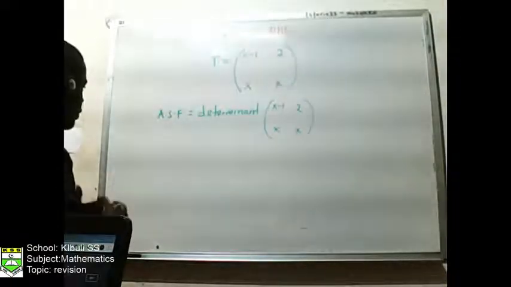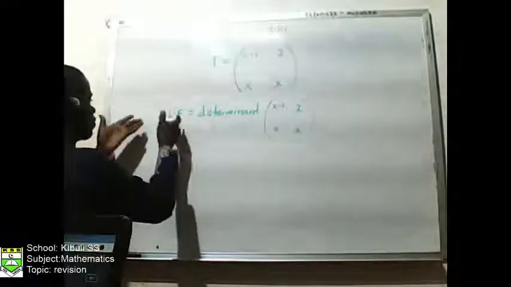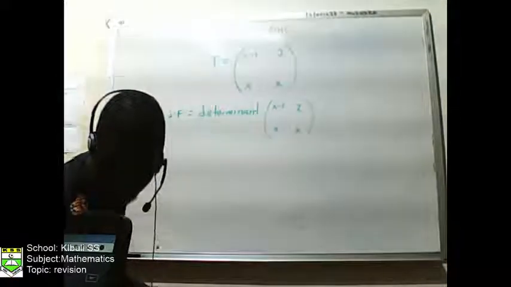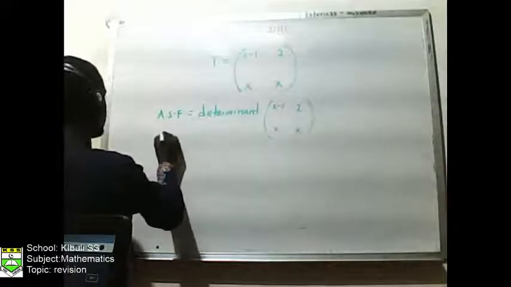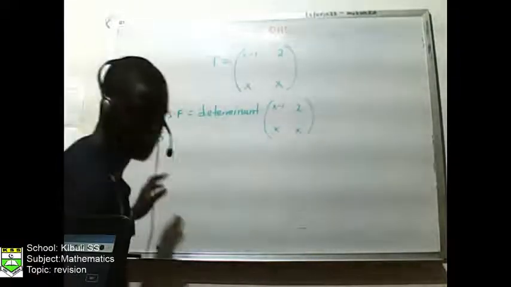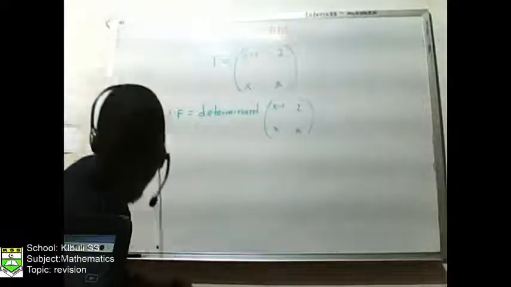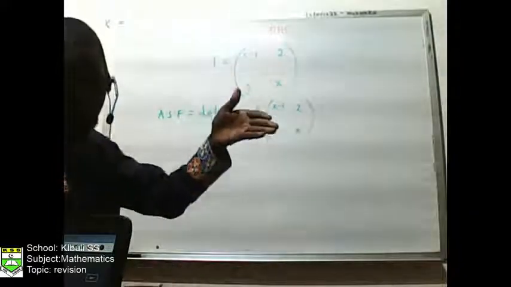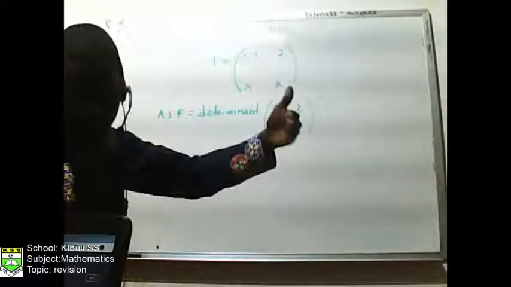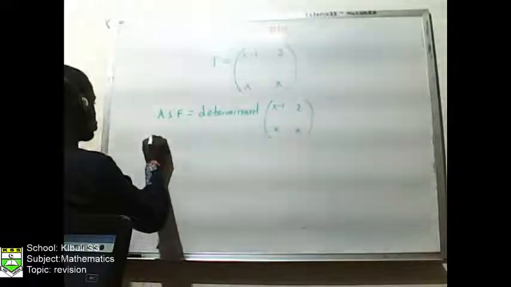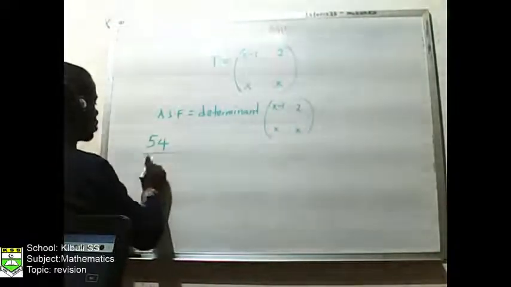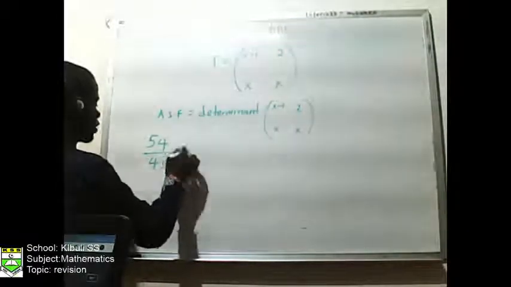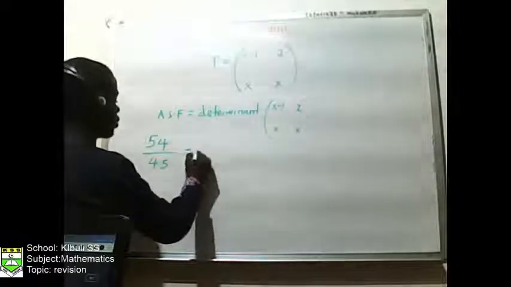How am I going to come up with the determinant? We know that area scale factor is area of the image over area of the object. What is the area of the image? The area of the image, according to the question, is 54. You should be very keen when you're looking at it, because here they are telling us that a figure whose area is 4.5, meaning that is the area of the object, is mapped onto a figure whose area is 54. So this "onto" is the area of the image. It is area of the image over area of the object, which is 4.5 centimeters squared, is equal to the determinant of this.